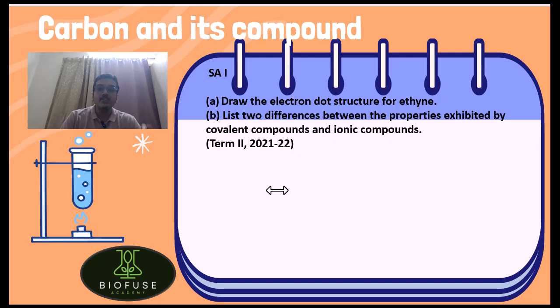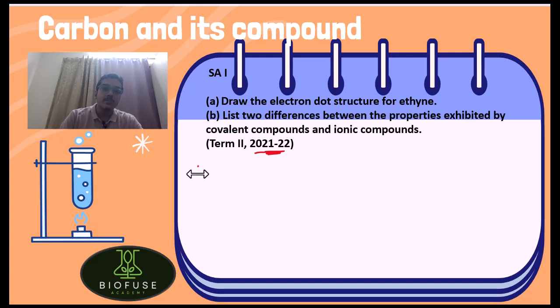Draw the electron dot structure for ethyne. Okay, list 2 differences between the properties exhibited by covalent compounds and ionic compounds. This was asked in 21 to 22, guys. Okay, it's a short answer question. So now we have to explain it a little bit.